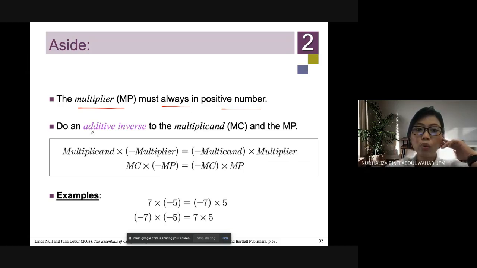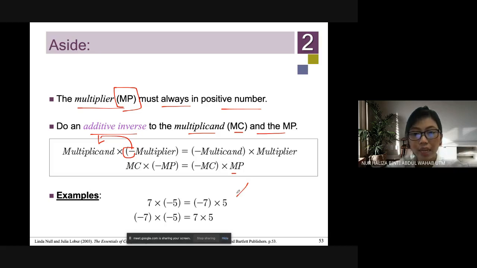And then do an additive inverse to the multiplicand, which is MC, and the MP. So you can see over here you have MC and you have the MP. So you negate it and multiply it. You are going to get minus MC multiplied by MP, because it already mentions that MP must always be positive. That's why you change the sign of the multiplicand.